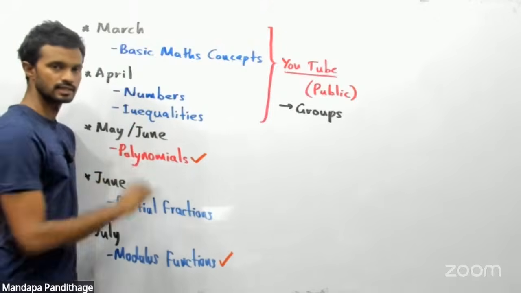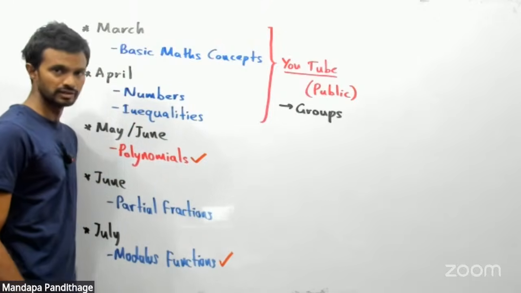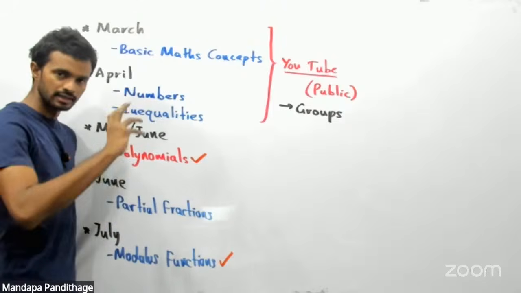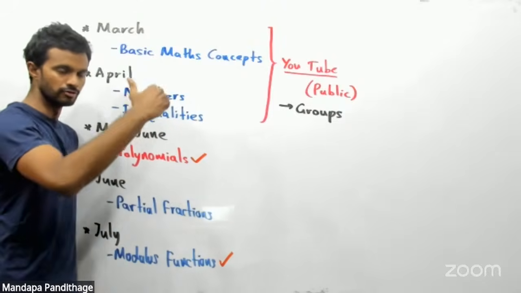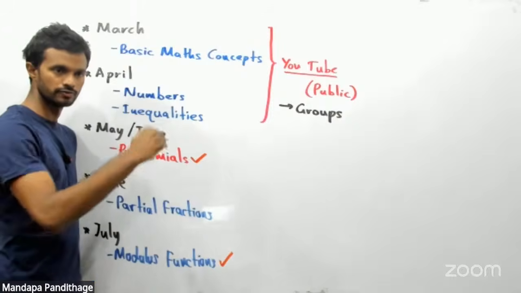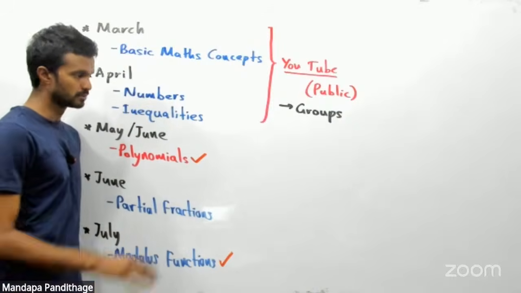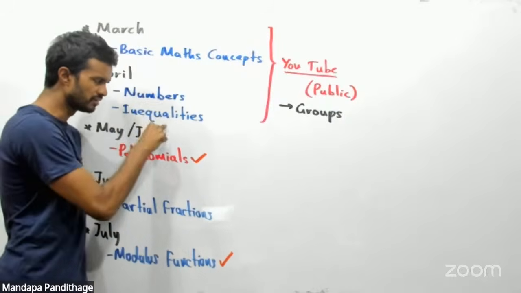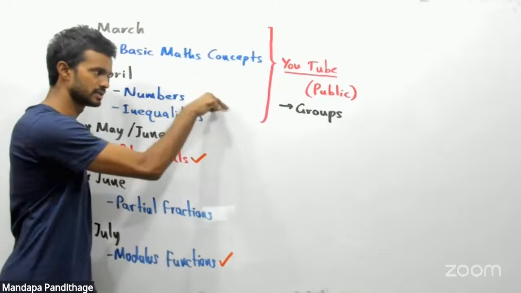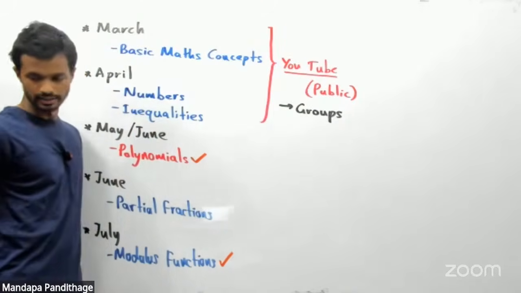These lessons are not tested in A levels. In the A level paper, these lessons are not tested, but in the syllabus we have to do that. And in the first papers of our paper class, in your school first term test, probably there will be questions related to this, regarding numbers and inequalities.